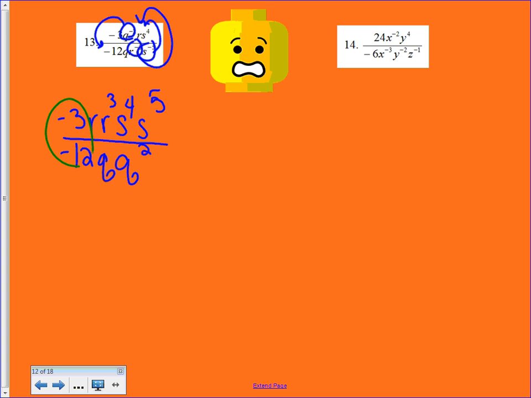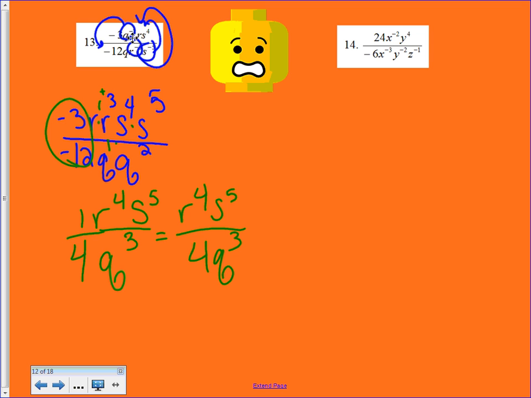So negative 3 over negative 12, that's going to reduce to 1/4. Okay, on top I have r to the 1 times r cubed. So when you're multiplying those, you add the exponents. So on top I have r to the 4th. S times s to the 4th times s to the 5th. We're going to add those exponents. So on top I have s to the 5th. Q to the 1 times q squared. Add those exponents, and you get q cubed. Again, you can simplify it by getting rid of that 1 if you'd like.